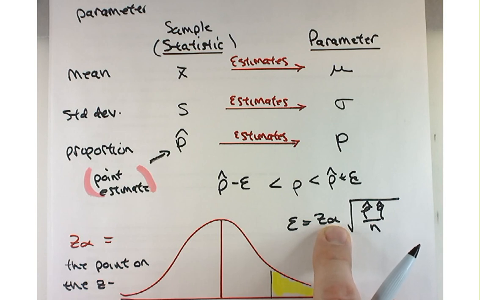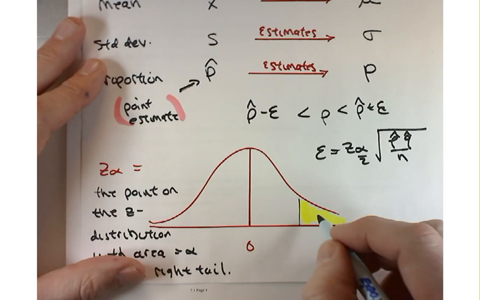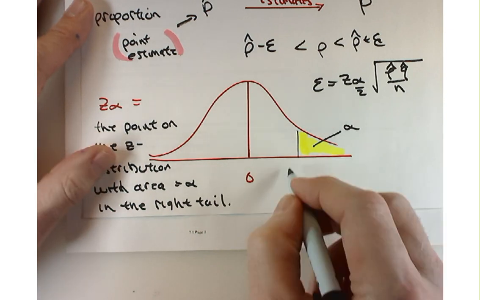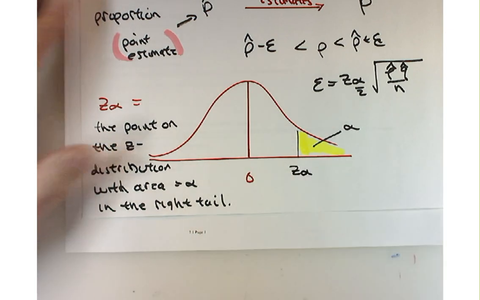Can anyone tell me what z sub alpha is? What does that mean? Yeah, the z-score of the area to the right. So it's the z-score that corresponds to the point on the z distribution with alpha, the area, in the right tail. So this is your z sub alpha. Awesome, thank you.